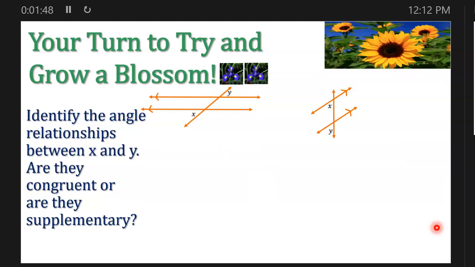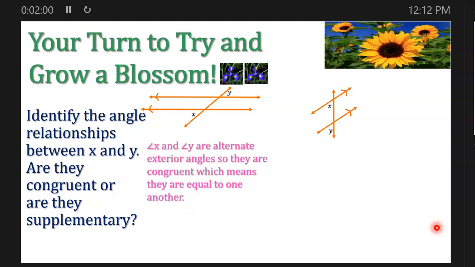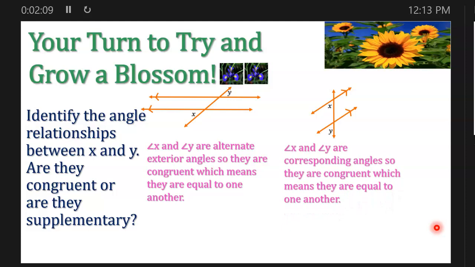Okay, second blossom. Identify the angle relationships between x and y. Are they congruent or are they supplementary? Go ahead and pause and try this on your own. 1, 2, 3. Okay, angle x and angle y are alternate exterior this time, so they are congruent, which means they're equal to one another. And the second example are corresponding angles, so they are also congruent, which means they're equal to one another.